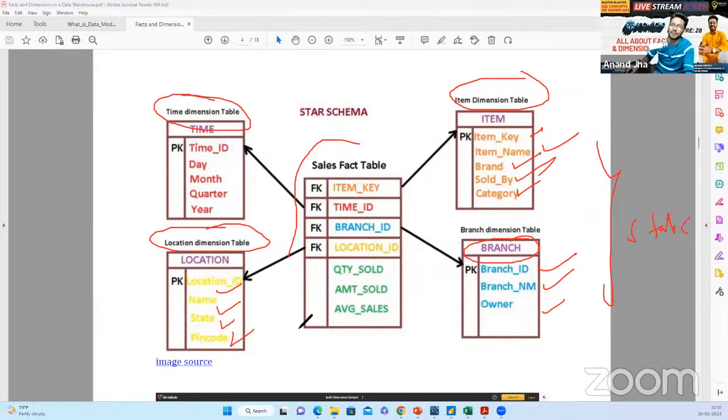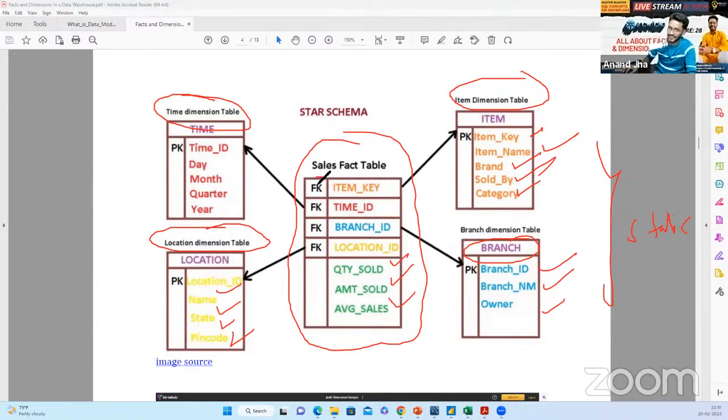Only your sales table is dynamic. Look at the foreign key. FK stands for foreign key, PK stands for primary key. Item key, time ID, time is there, location is there, quantity sold, amount sold, and average sale. These are realistic data. These are transactional data, which come under the star's fact table.